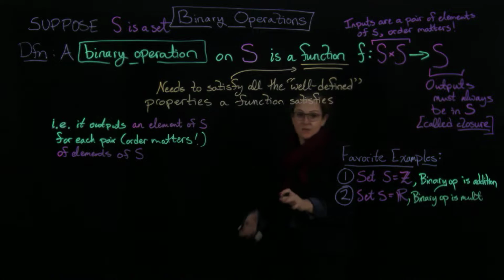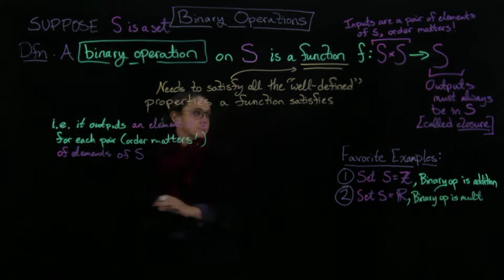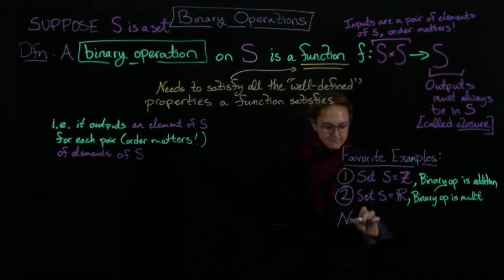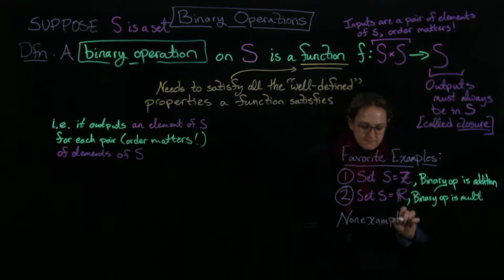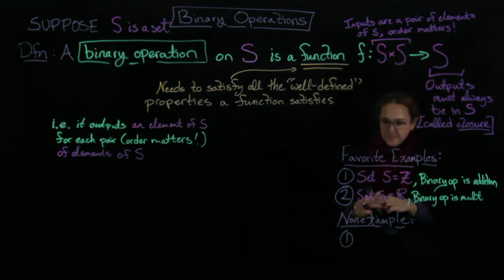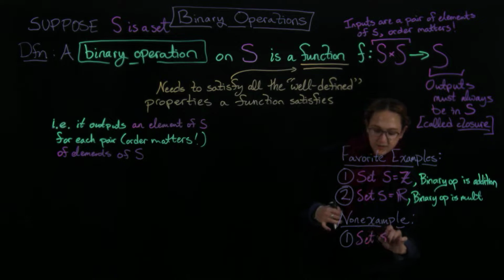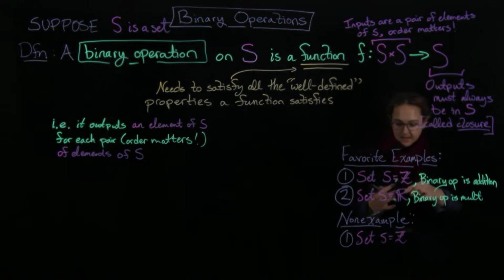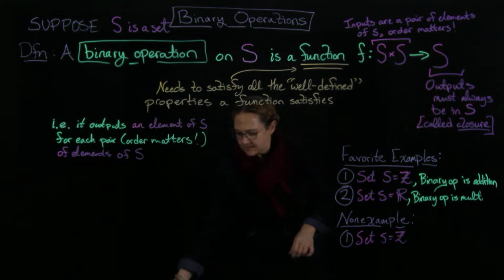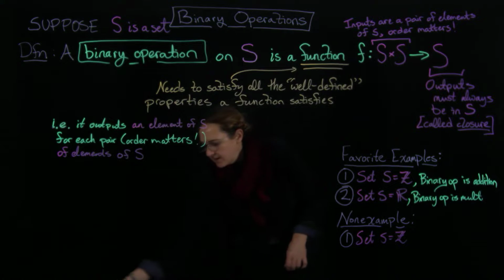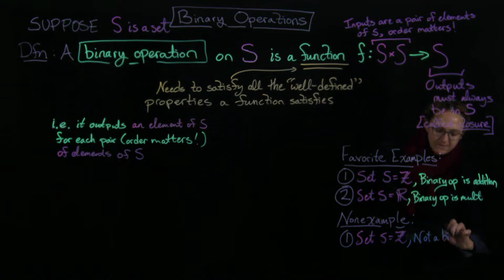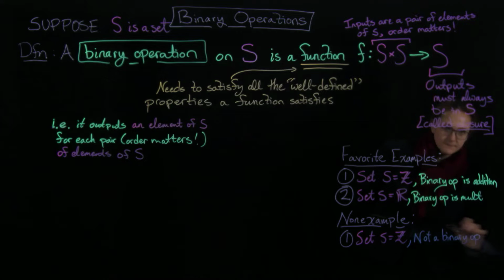What can't we do? What would be a non-example? Because our outputs have to stay there, it would be maybe for our set S to equal the integers, and our not a binary operation is division.